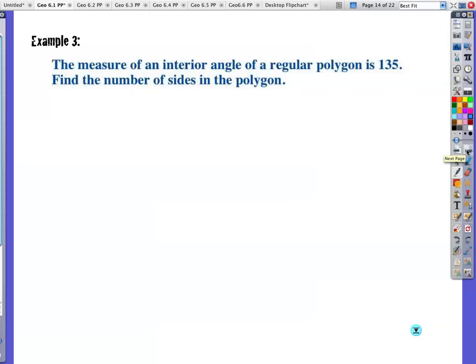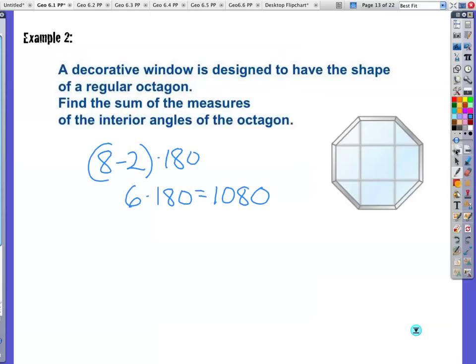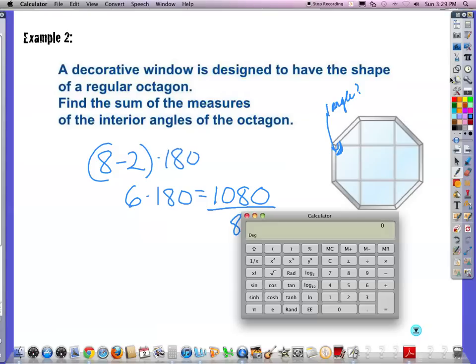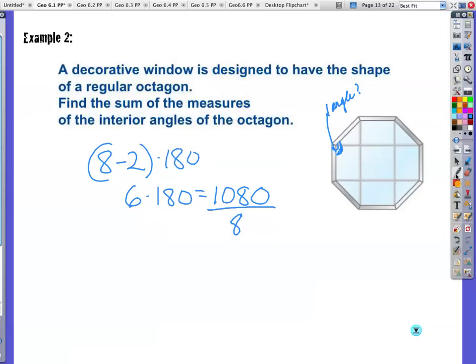Example 3, the measure of an interior angle of a regular polygon is 135. Find the number of sides in the polygon. Okay, I'm going to go back a page just so you can kind of look at this. Actually, you don't have to write this down in your notes. I just want you to look at this. What if I said find one angle? Well, aren't there 1,080 total and every one is the same, so I divide it by 8? So I would have 1,080 divided by 8, which would give me 135. That's crazy. Now it's making the rest of this no fun.